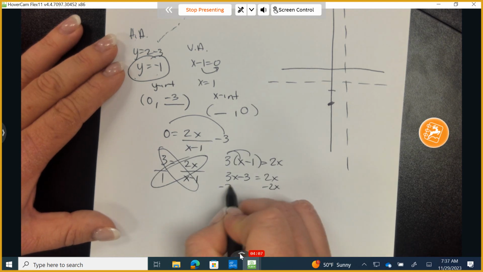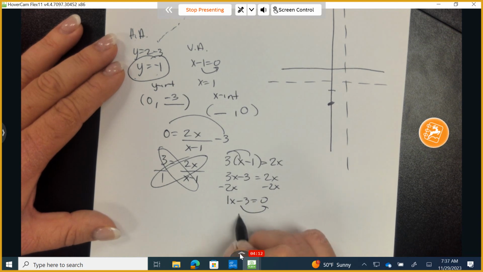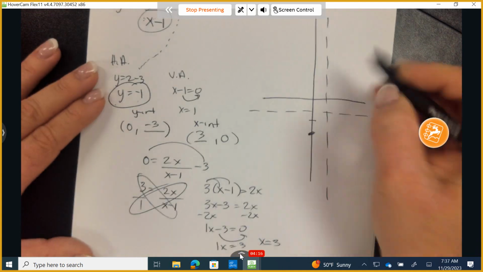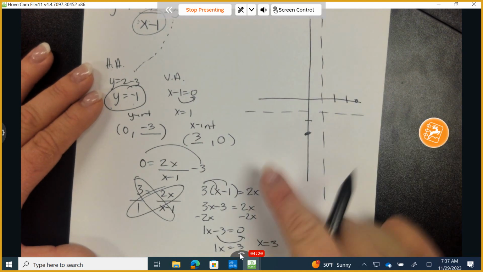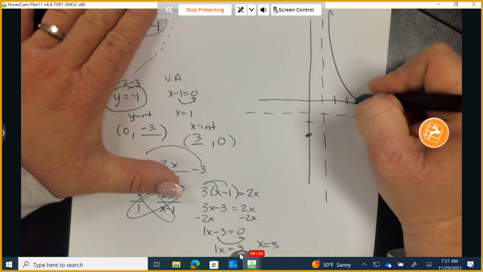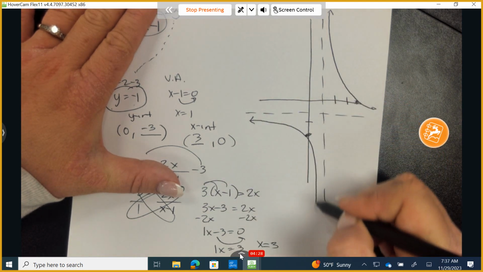And we can do this however you want. I'm going to move this over to have 1x minus 3 equals 0. I add 3 to the opposite side, and I get an answer of x equals 3. You know what? I have 1 point here and I have 1 point here, and I've already identified what the intercepts are. That's it. That's justified enough for you to be able to graph this.